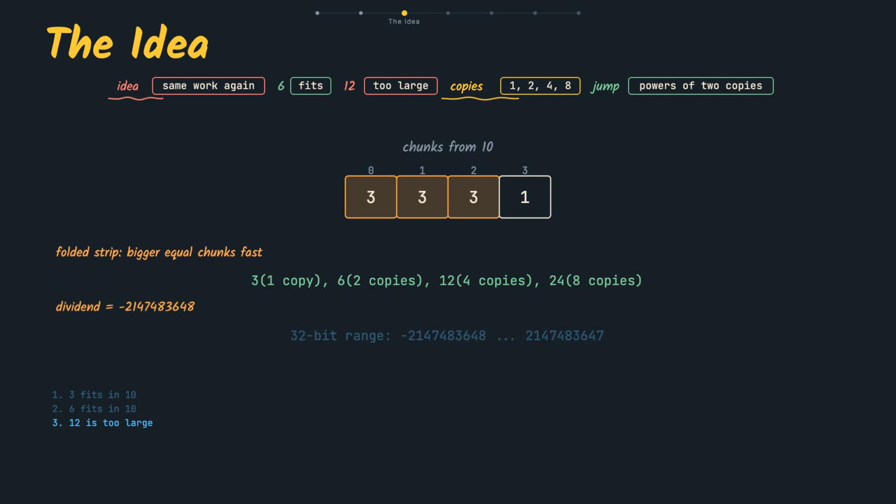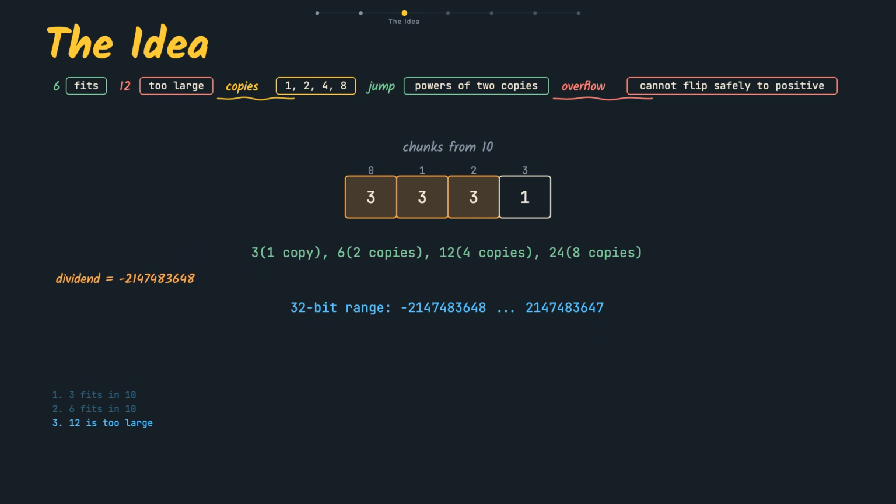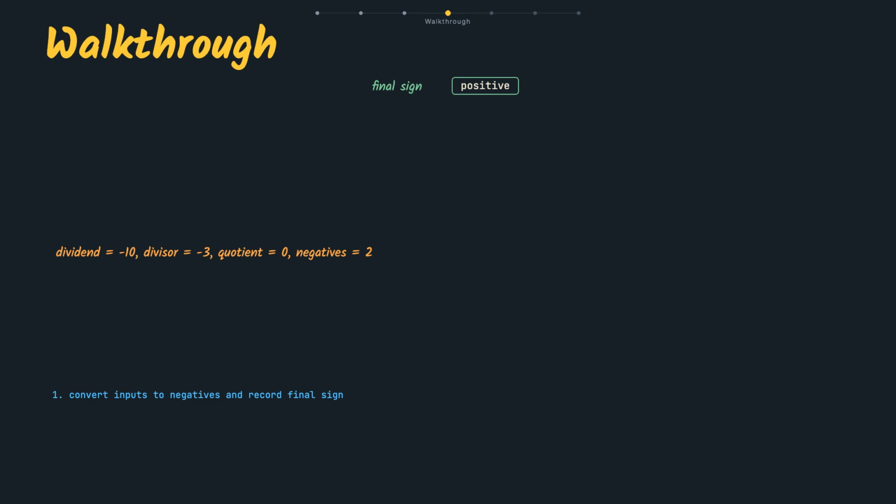You might think we should work with positive numbers because they look cleaner. Watch out, that can overflow at -2 to the 31st. So the safe rule is this. Convert both numbers to negatives, do the work there, then fix the sign at the end. Let's walk it. Start with 10 and 3, then flip both to -10 and -3.